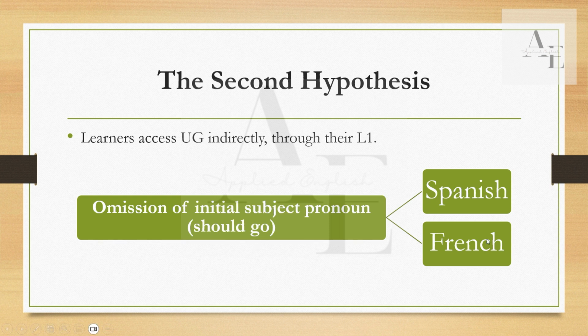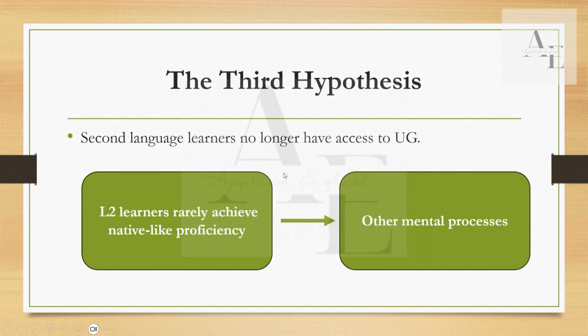But in the case of French, because French doesn't have this structure in its language, French native speakers found it harder to acquire this structure. So they use it to say that the L1 affects the access to the UG. Like we said, the omission, like should go, was more acceptable for Spanish speakers than for French native speakers. The third and final hypothesis is that second language learners no longer have access to UG.